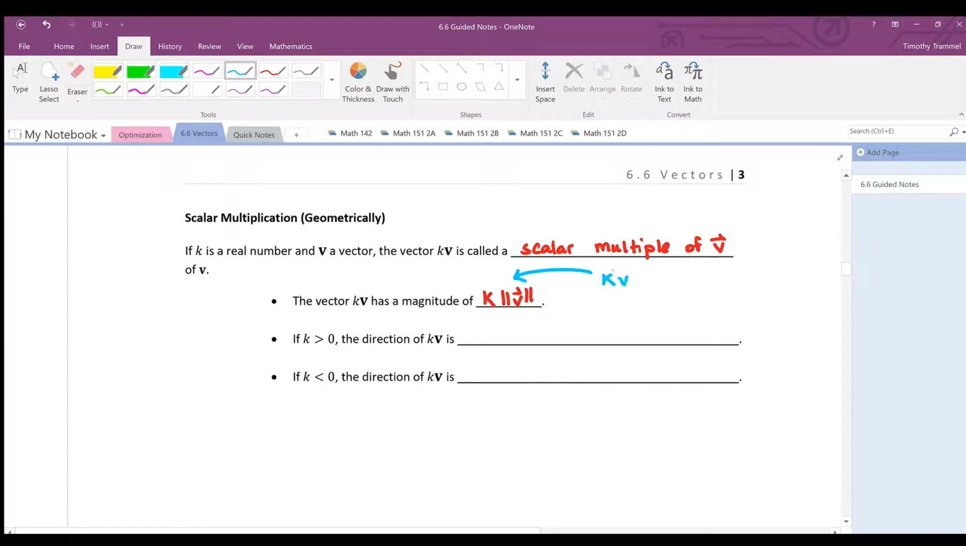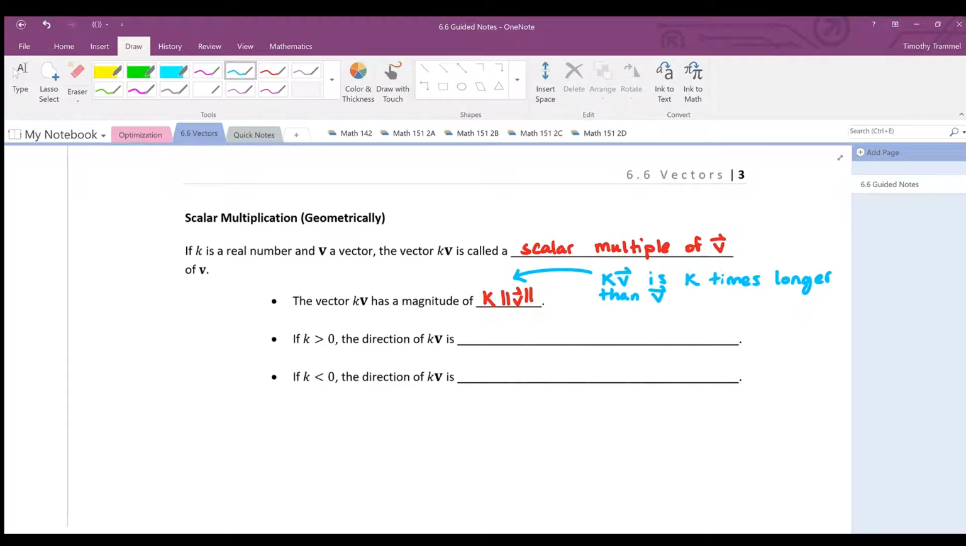kv is k times longer than v. And in our next two bullets here is another important point: what happens if k is negative? It does actually do something. If k is negative, it will make the vector v point in the opposite direction. And by opposite direction, I mean 180 degrees in the other direction.